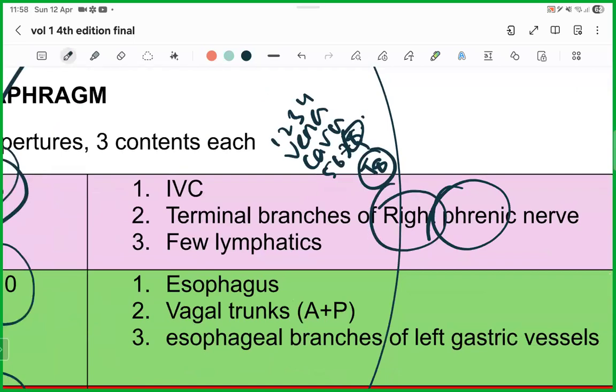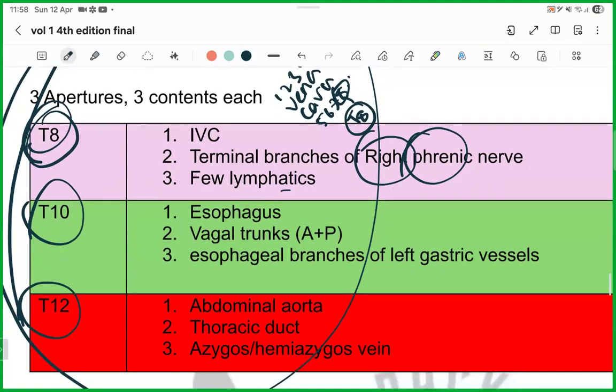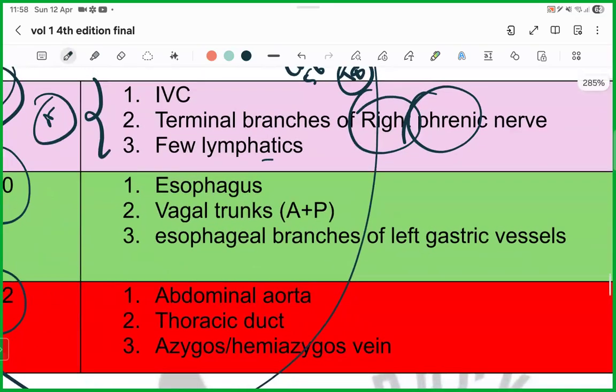Then lymphatics. You have to know all three. Then at T10 we have the esophagus. 1, 2, 3, 4, 5, 6, 7, 8, 9, 10. So at T10, we get the esophagus.